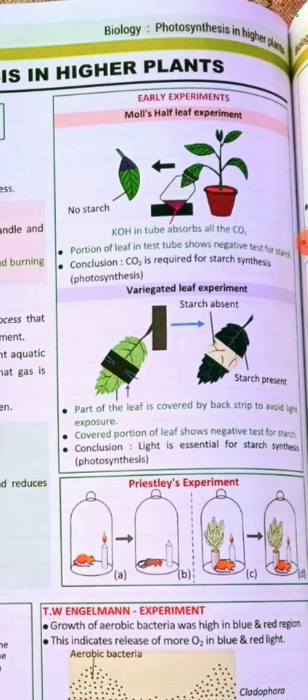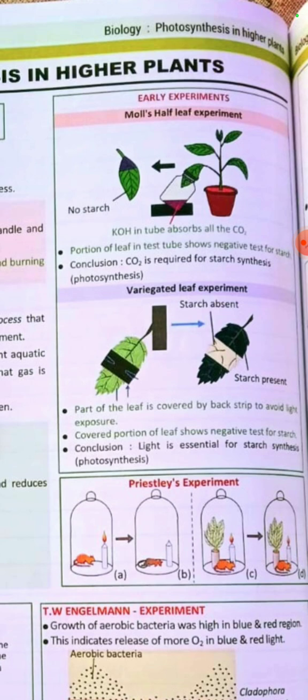Moll's half-leaf experiment. It showed that KOH in the tube absorbs all the CO2. The portion of the leaf in the test tube shows a negative test for starch. Conclusion: CO2 is required for starch synthesis, that is photosynthesis.